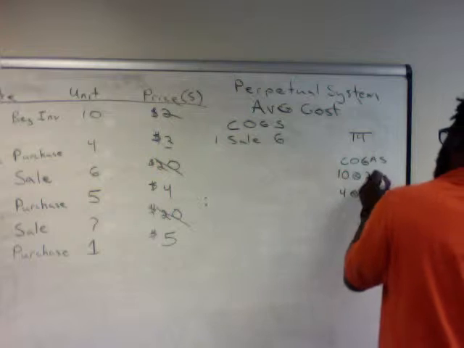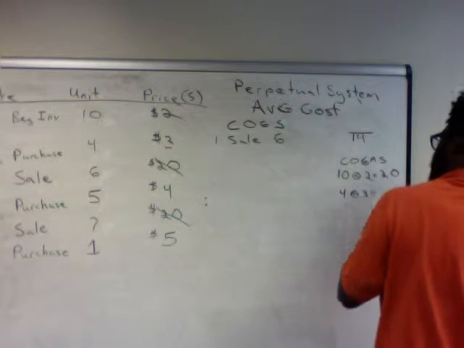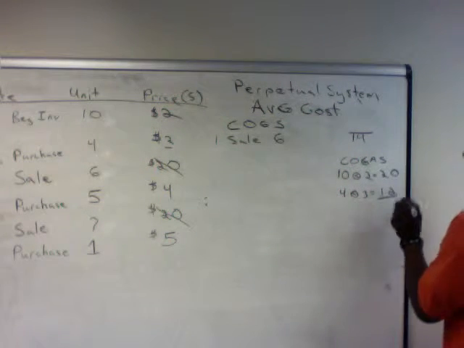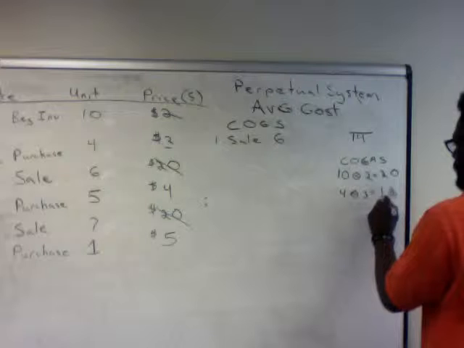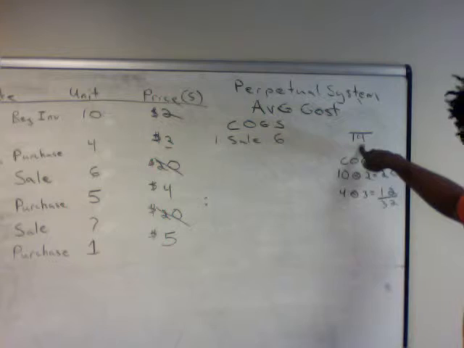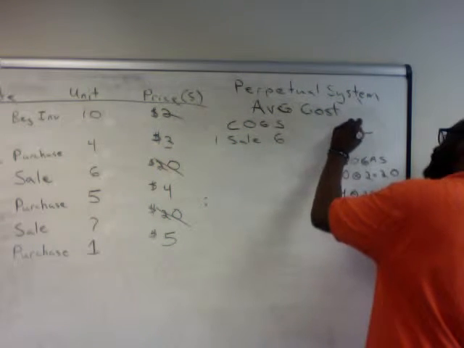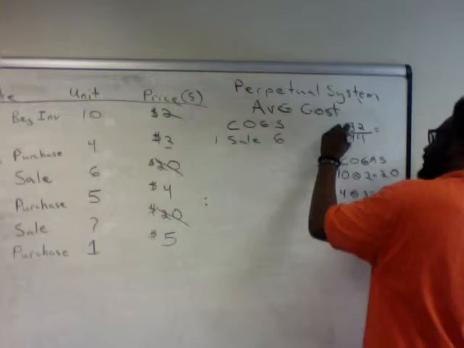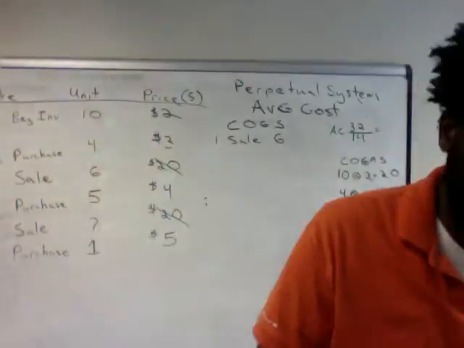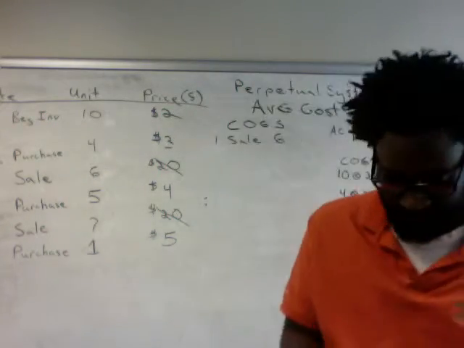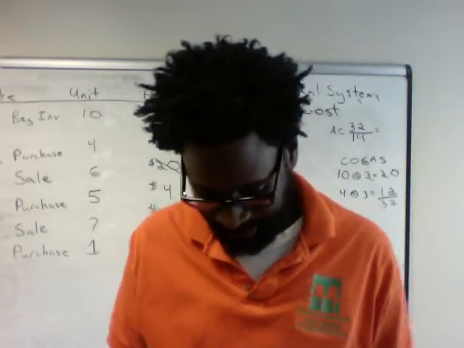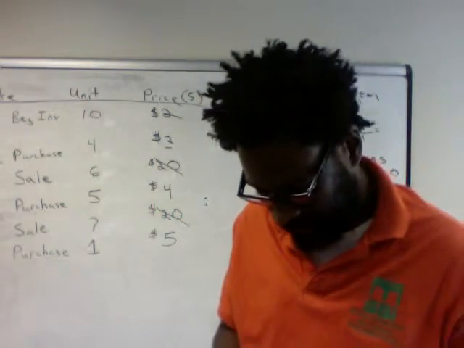Okay? So, 10 at 2, $20. 4 at 3, $12. We take 20 plus 12, 32. 32 is the total cost. We're going to put that on top of our formula, and we're going to solve. That's going to give us the average cost. $32 divided into 14. So I'm going to use a calculator here, and I'm going to say 32 divided by 14.